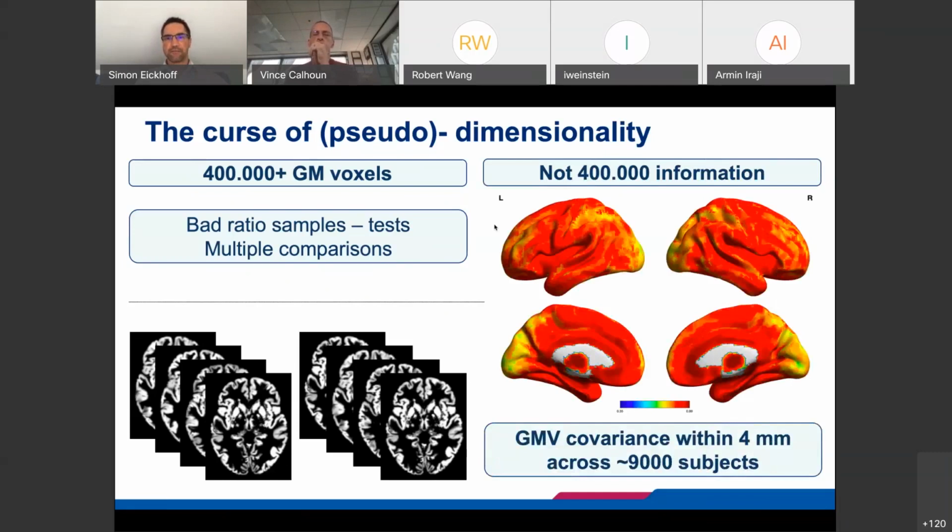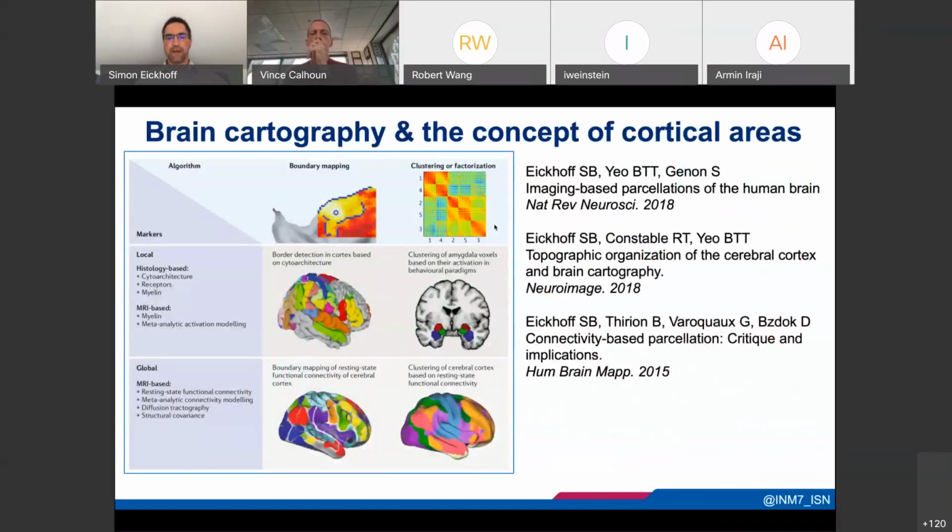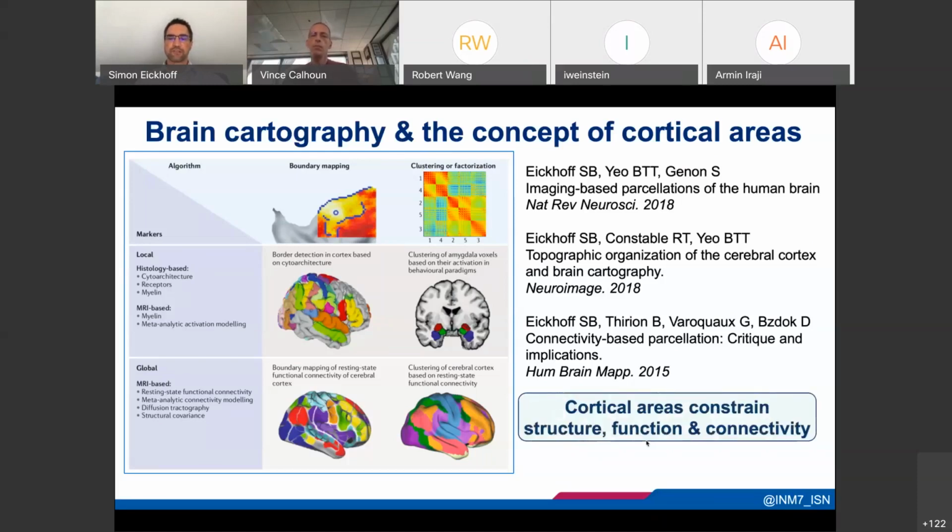And that is not just a function of the data and smoothness and so on. There's a lot of biology behind it. And that is, in particular, the organization of the brain into distinct areas. There's a lot of history on brain cartography. What is the concept of a cortical area? How is it challenged? And so on. I show 3 papers here that go a lot into theoretical and conceptual detail. But for the purpose of the talk, the key point is cortical areas constrain structure, function, and connectivity.